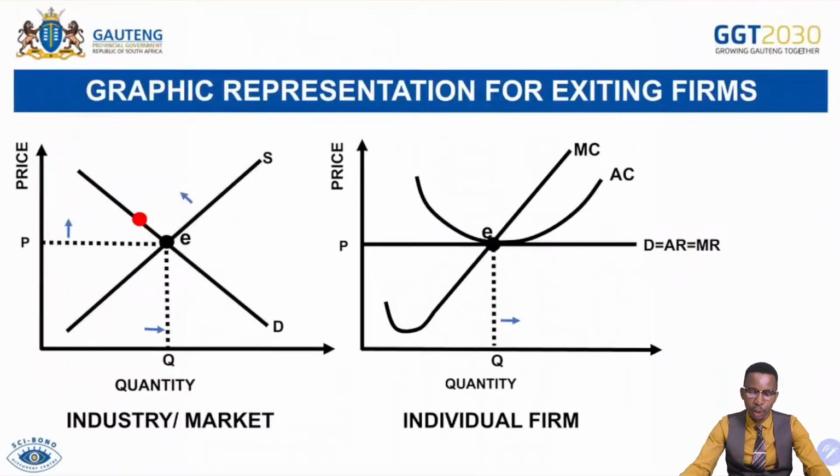This is the graph. So these are the original points that were explained even before. So now let's see when firms are leaving the market. There you see when firms leave the market, the supply curve will be shifting from right to the left, from S to S1.